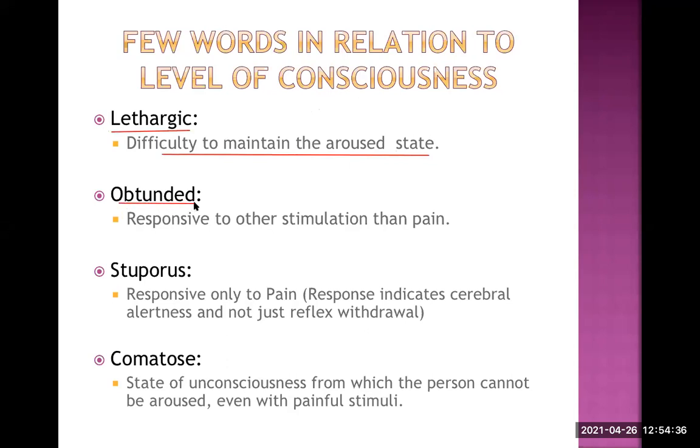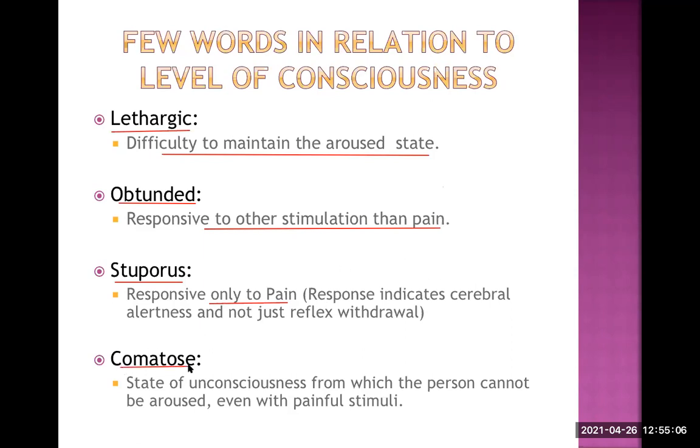Obtunded state means responsive to stimulation other than pain. So they are lethargic already, but when we shout at them, hey, can you listen to me? They quickly respond. Stuporous means responsive only to pain. Okay, responsive only to pain. So we probably need to pinch them and then they respond.